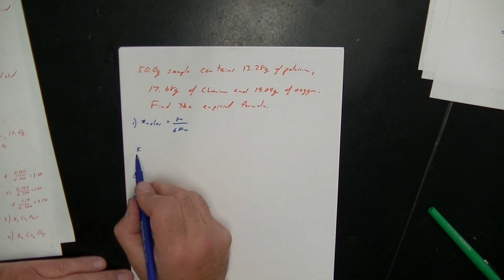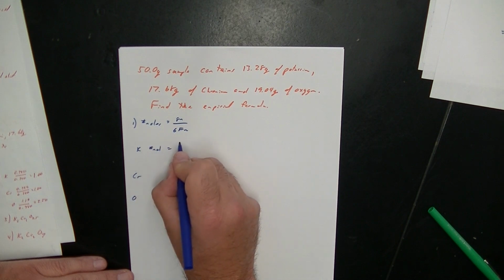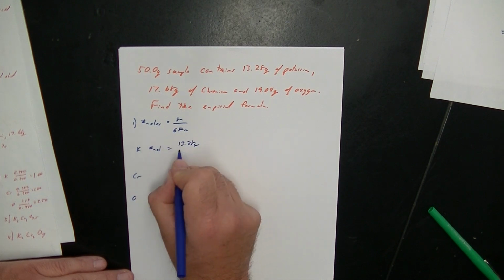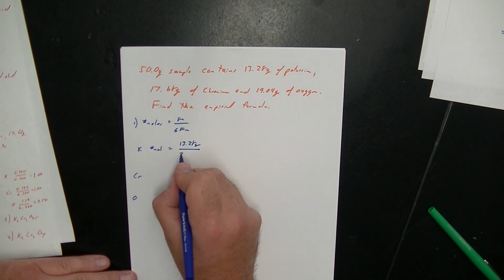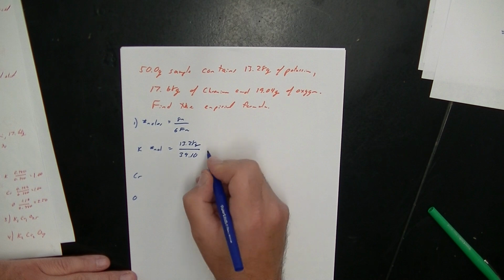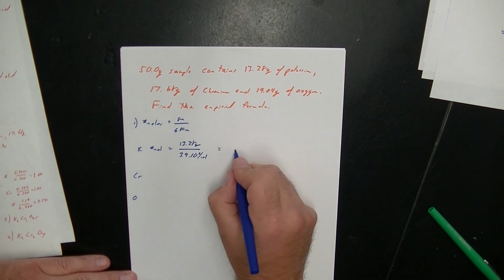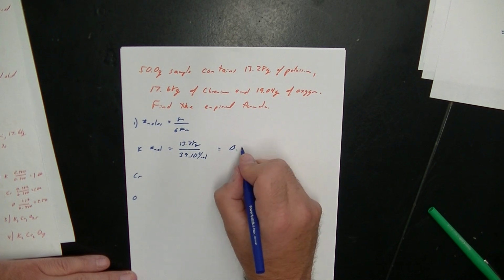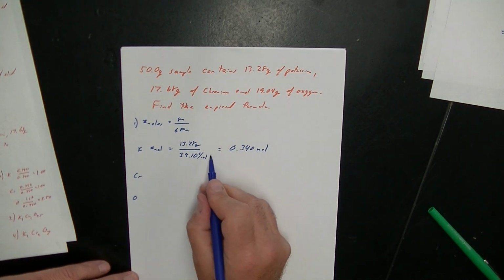All right, so for potassium, we have 13.28 grams all over the GFM, which is 39.10 grams per mole. So that means we have 0.340 moles of potassium.